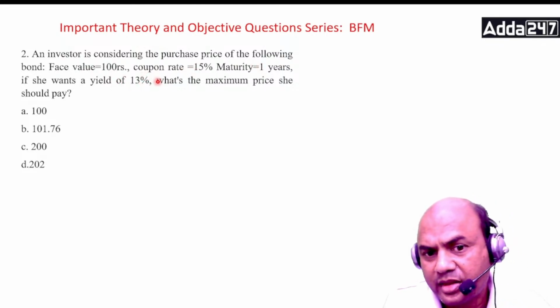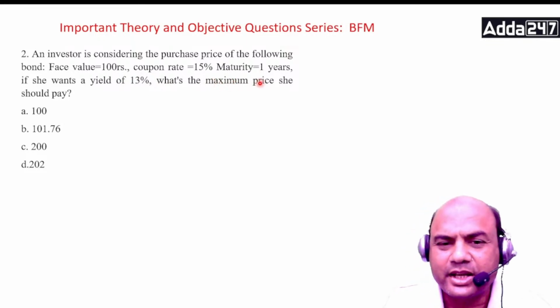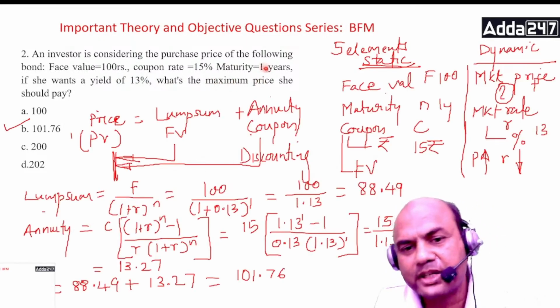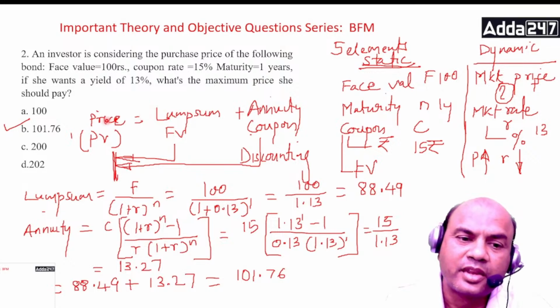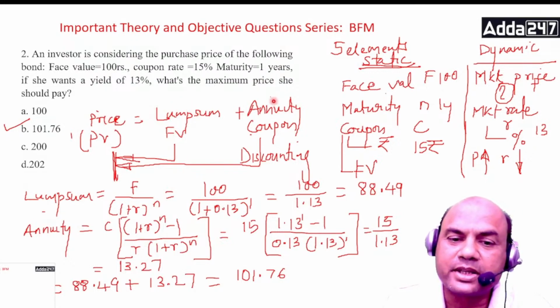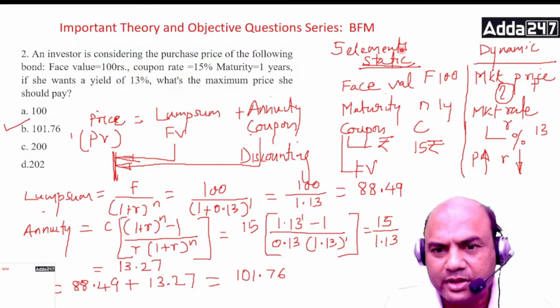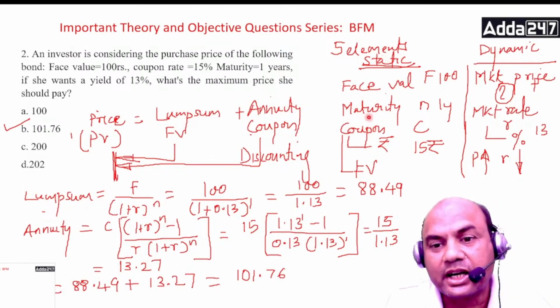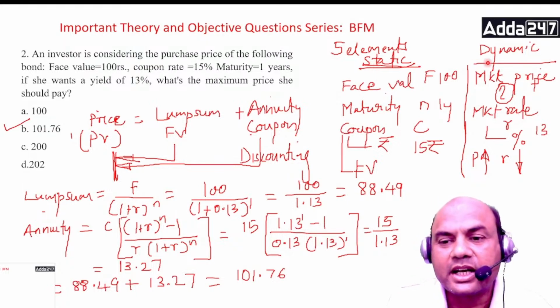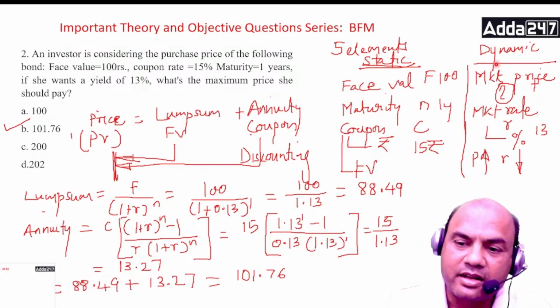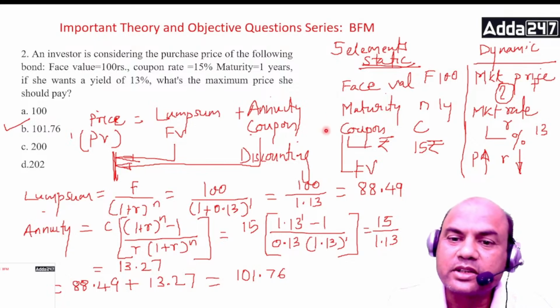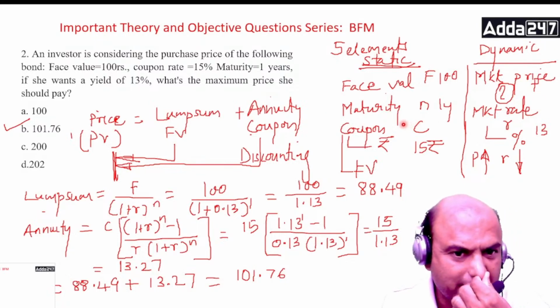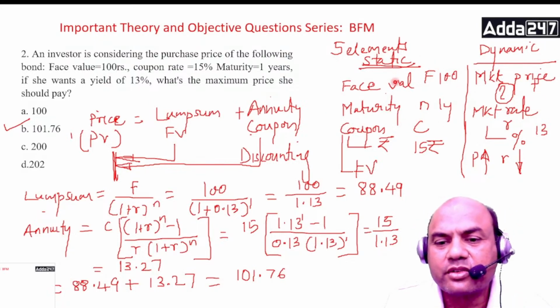So what is the price of the bond? See here, maximum price means what will be the price of that bond? The price of the bond is always lump sum plus annuity. Remember, bond has 5 elements. Face value, maturity, coupon. These are all static elements. They don't change. Dynamic means market price and market rate. These two change. So this is the overall picture of the bond. And in this, always one will be asked.